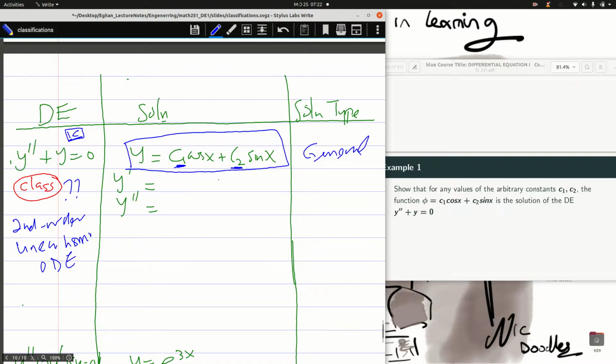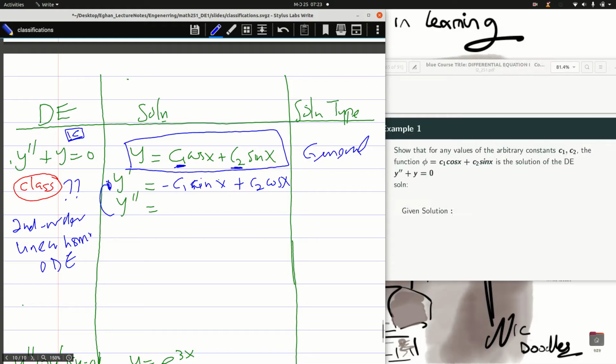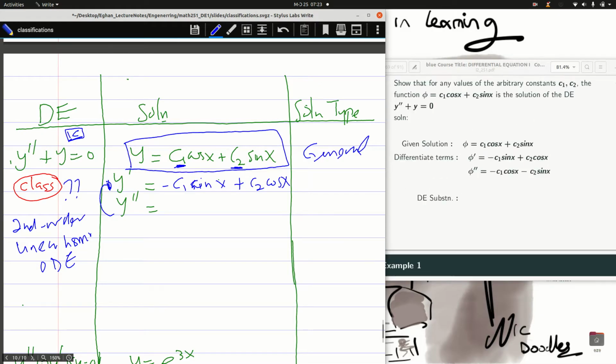Because the highest order is 2, I differentiate it twice. The first derivative gives me, if you differentiate cos, you get negative sin. If I differentiate sin, I get positive cos. I differentiate again. Y prime prime means differentiate this y prime. Please note that. If I differentiate again, I'm differentiating y prime. I'll have negative c1 cos x minus c2 sin x.